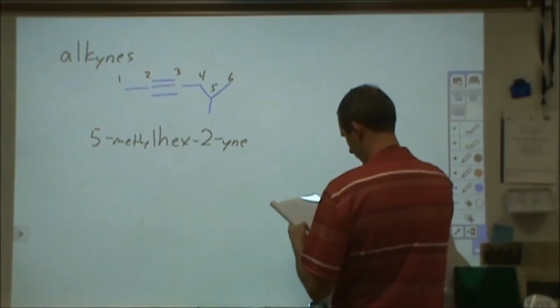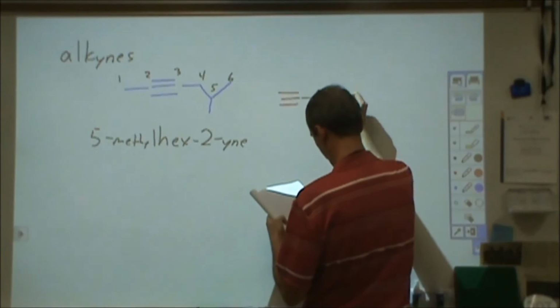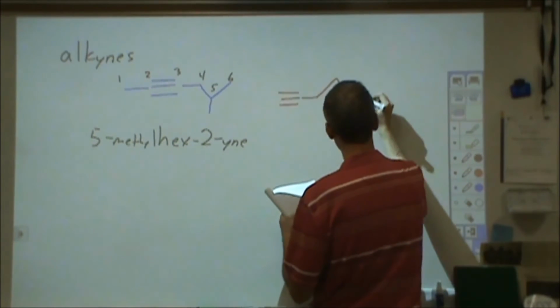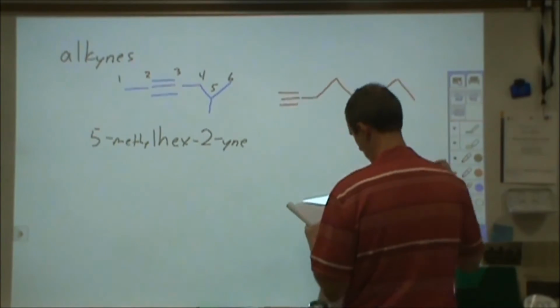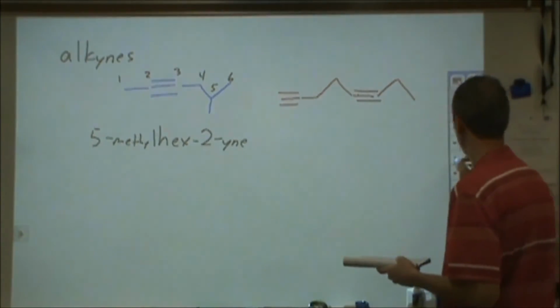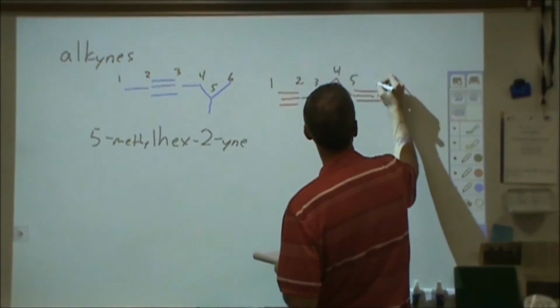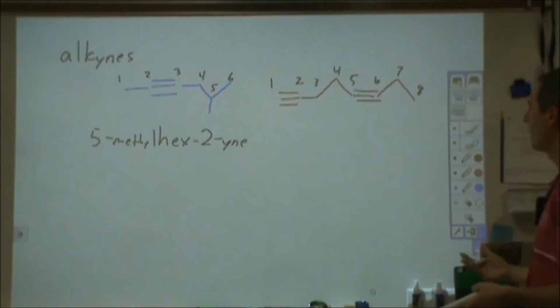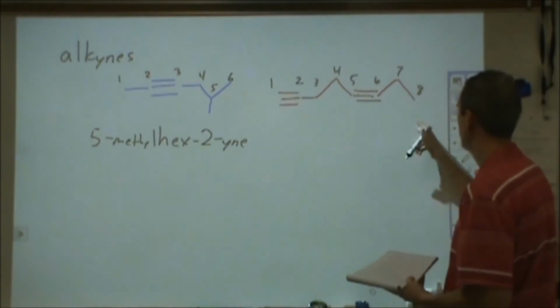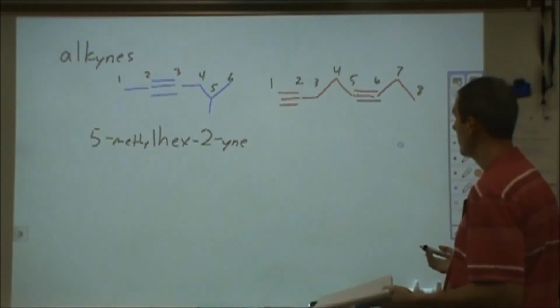And for a little more complicated example, take a look at this. And for our numbering, we would go 1, 2, 3, 4, 5, 6, 7, 8. We're going to do it that way because that's going to minimize the first number on our triple bond. Otherwise, we'd be 1, 2, 3. Here we're at number 1. Okay, so this is just 8 in a row.